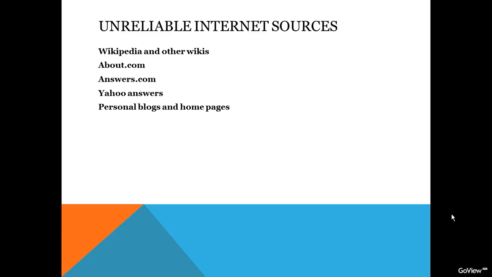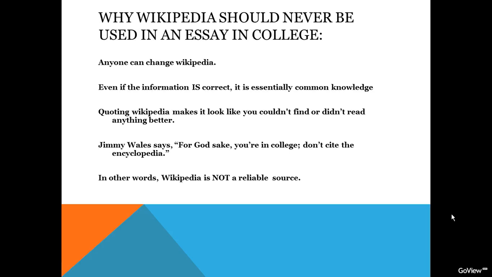These sources should never be used in a college paper, and you must not use them in your iSearch paper. These sources do not count as sources for any research paper in this class. Wikipedia, About.com, Answers.com, Yahoo Answers, any other publicly edited site like Wikipedia, like About.com, the eHow, for example, those are not reliable sources, and personal blogs and home pages.